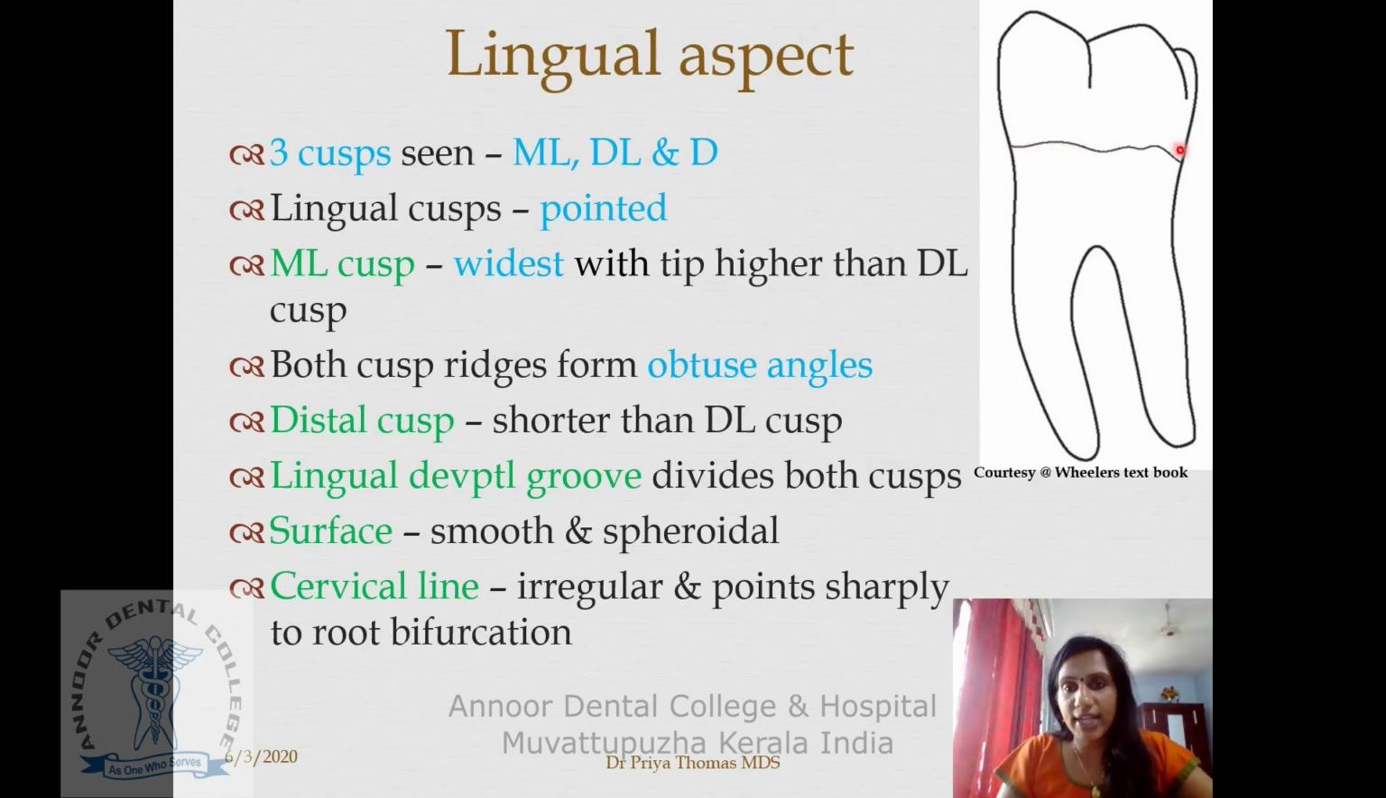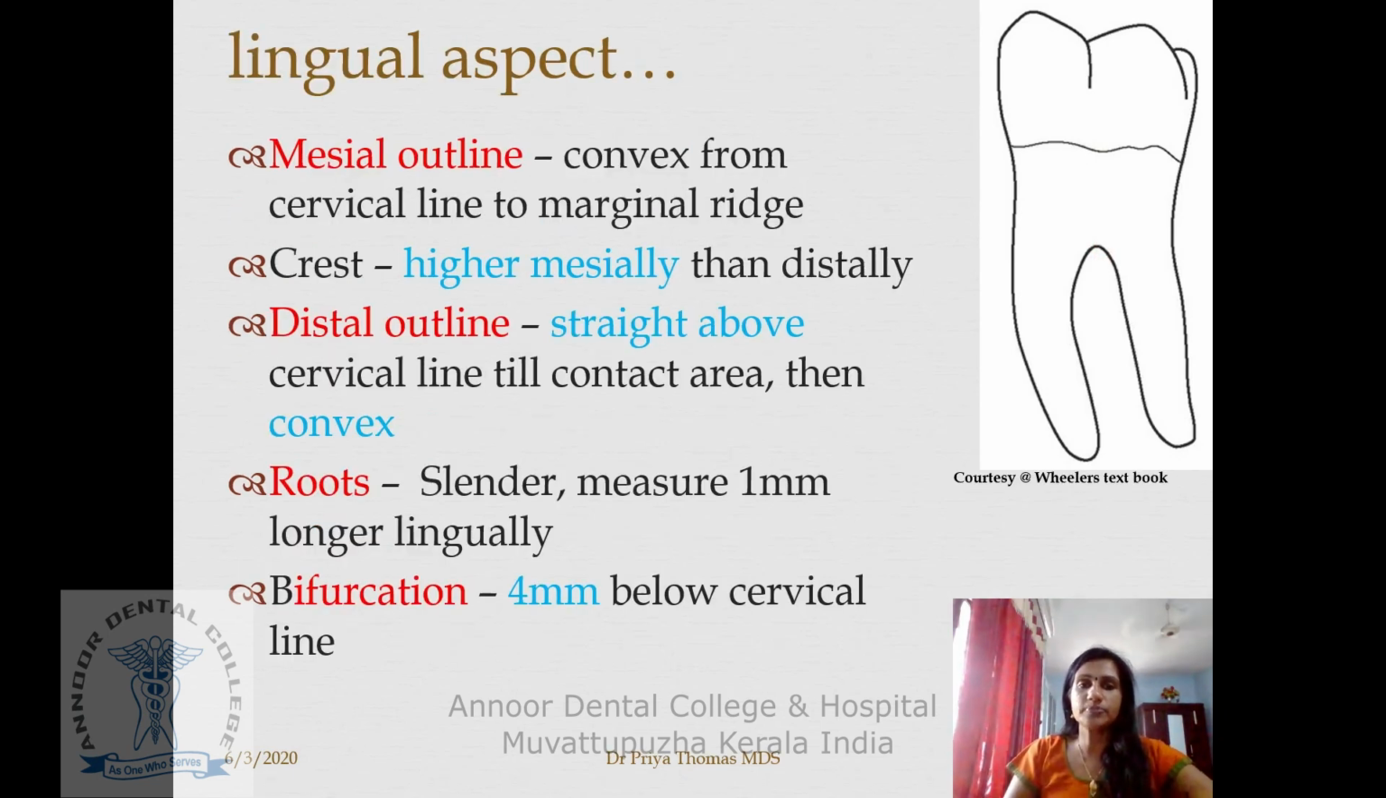Your cervical line, compared with the buccal aspect where it was a regular curve, is irregular here. The line has a wavy appearance, and the sharpest dip that you see is actually at the bifurcation area. So this is a sharp dip which is nearer towards your bifurcation area.